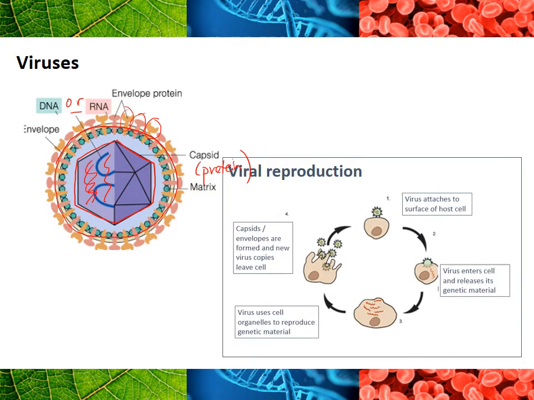The way viruses reproduce is different to bacteria. I think it's worth drawing this diagram and having an understanding. The key point is that they need a host to reproduce. So bacteria can just reproduce on their own. Viruses need to use our cells.